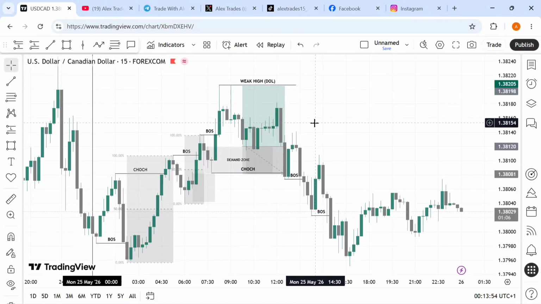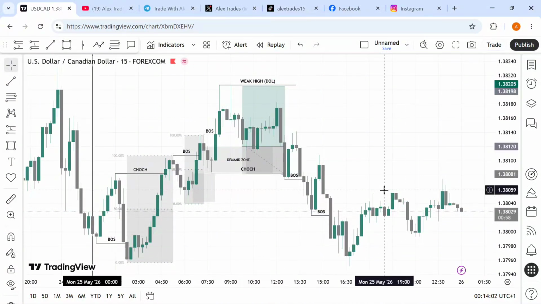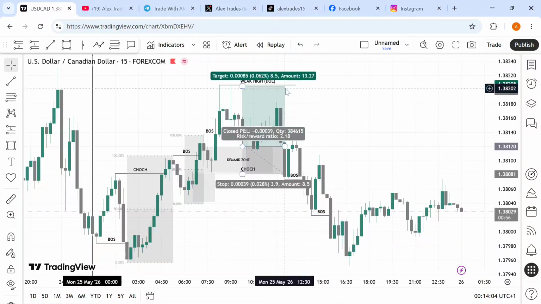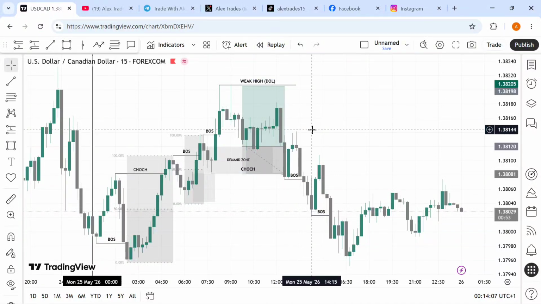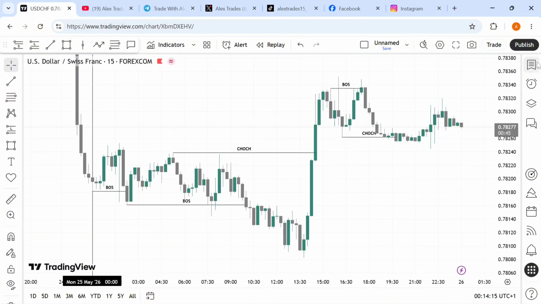But as the market would have it, it took me out and changed character to the downside. And ever since, it kept on breaking structure as it moved bearish. So nothing to learn from there. My psychology was top notch, risk management was top notch. So I just took it as the market having to take tuition.